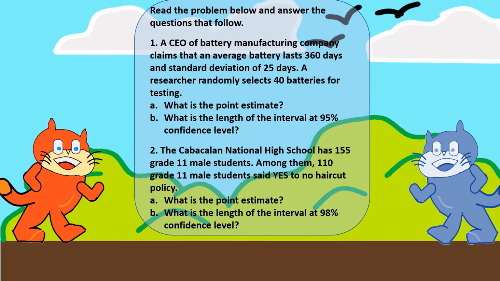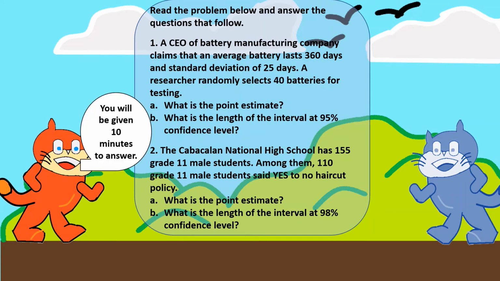Number 2. The Kabankalan National High School has 155 grade 11 male students. Among them, 110 grade 11 male students said yes to the no haircut policy. A. What is the point estimate? And B. What is the length of the interval at 98% confidence level? You will be given 10 minutes to answer.